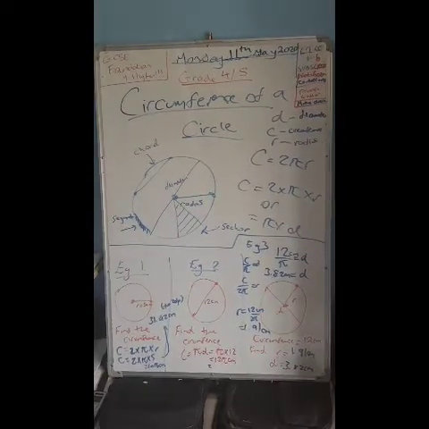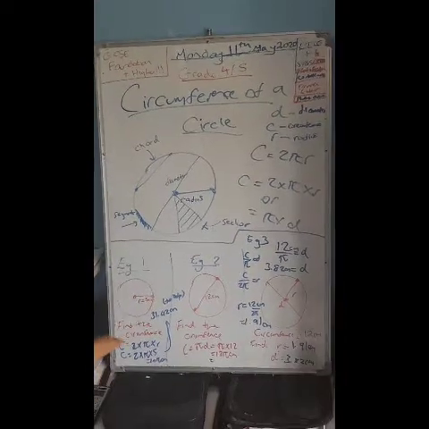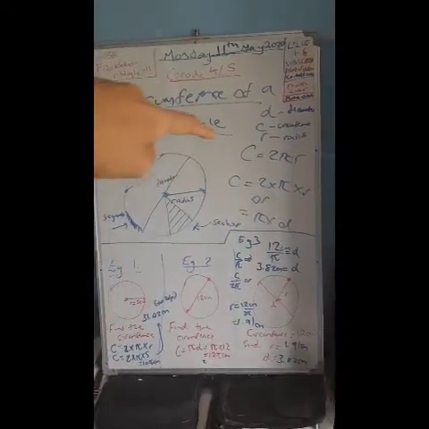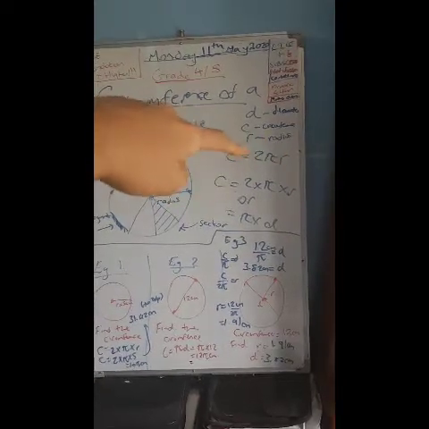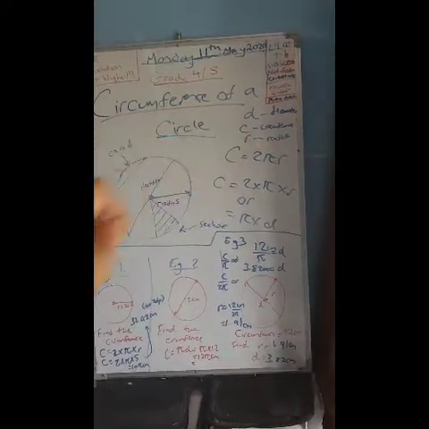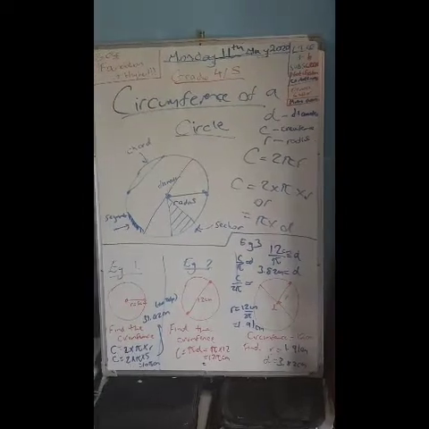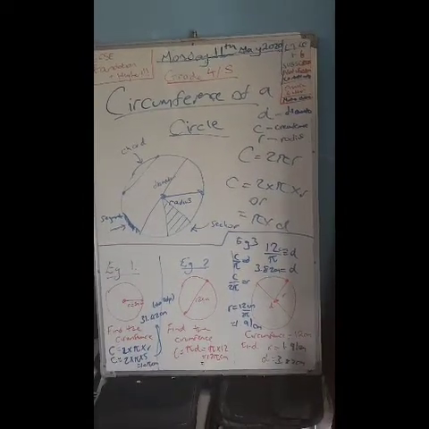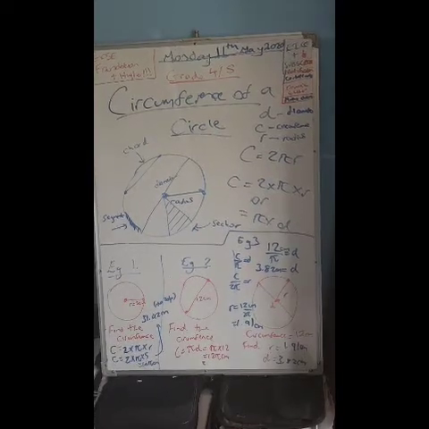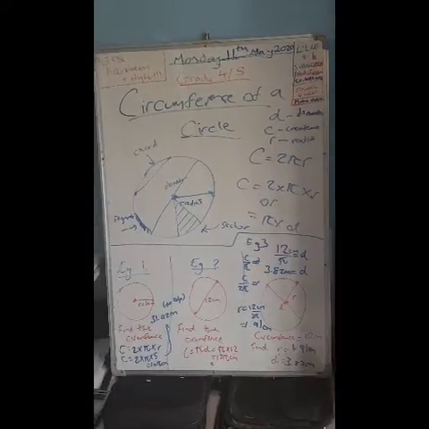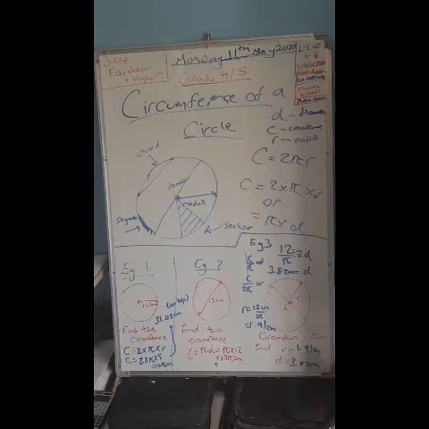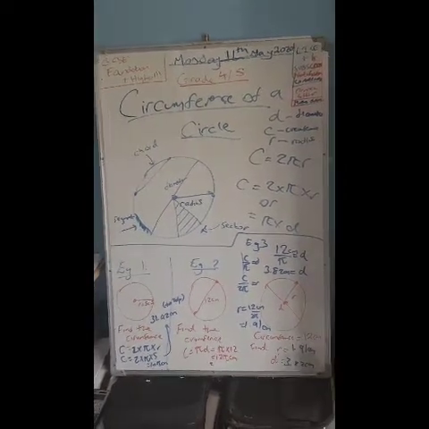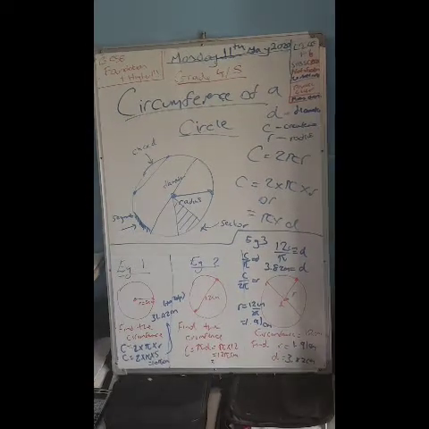Right guys, example 1. We've got a circle, and it says find the circumference. We've got a radius of 5. The formula says circumference is equal to 2 pi r. Pi is a constant, equivalent to roughly 3.141592, and it goes on indefinitely. Pi is an irrational number, a number that goes on forever. For the purpose of this video, we will be using a calculator.